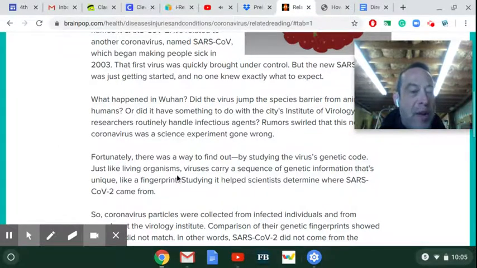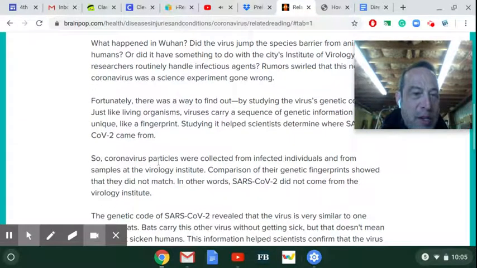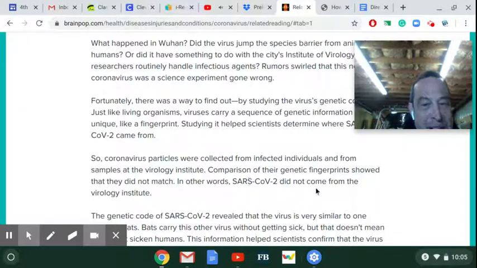Just like living organisms, viruses carry a sequence of genetic information that's unique, like a fingerprint. Studying it helped scientists determine where SARS-CoV-2 came from. So coronavirus particles were collected from infected individuals and from samples at the Virology Institute. Comparison of their genetic fingerprints showed that they did not match. In other words, SARS-CoV-2 did not come from the Virology Institute.